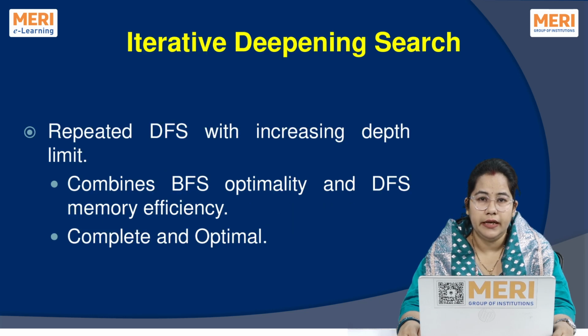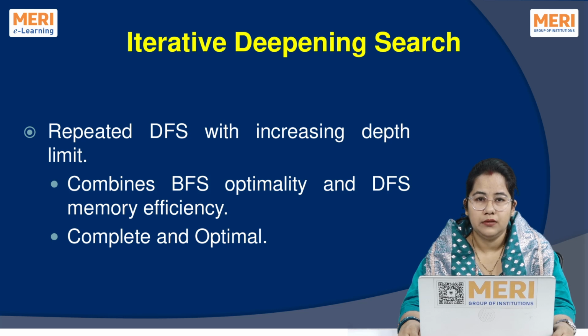So, next is iterative deepening search. Iterative deepening search combines the advantages of DFS and BFS. In this approach, we repeatedly perform depth limited search with increasing depth limit. First, the algorithm searches with depth limit 0, then 1, then 2, and so on until the goal is found. This approach ensures completeness like BFS while maintaining the low memory usage of DFS.